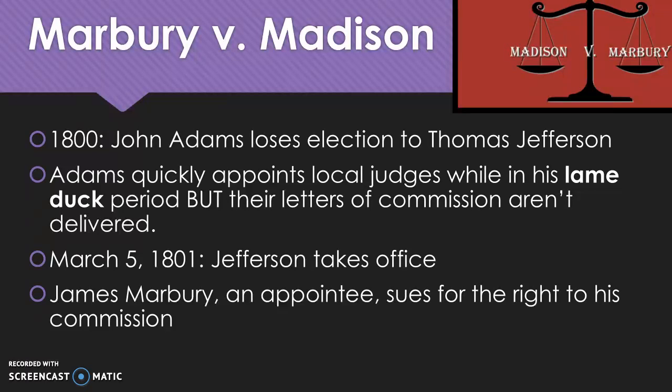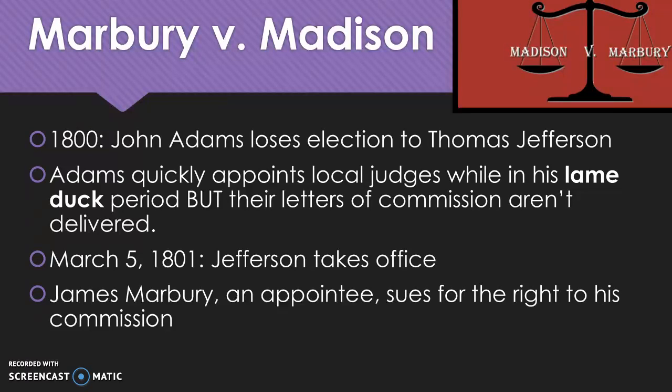But in the year 1800, John Adams has just lost his re-election campaign against Thomas Jefferson. In that period between when Adams loses the election and Jefferson takes office, that's called the lame duck period. Adams, very quickly, knowing that Jefferson is of a different political party, decides that he's going to appoint as many judges as he can who sort of favor him politically. So he writes all these letters commissioning new local judges, and he has them sent out, but they don't all make it to the people who are being given these new jobs as local judges.